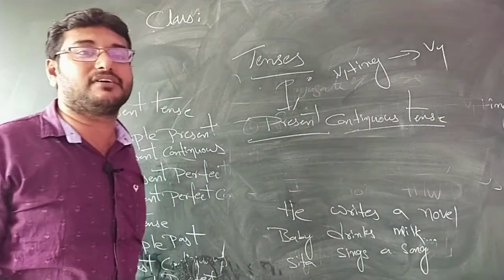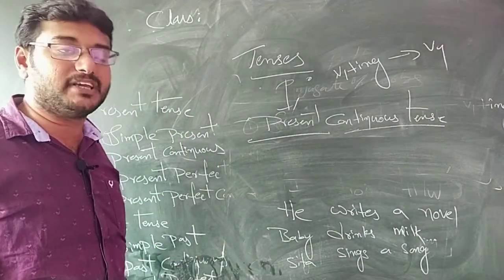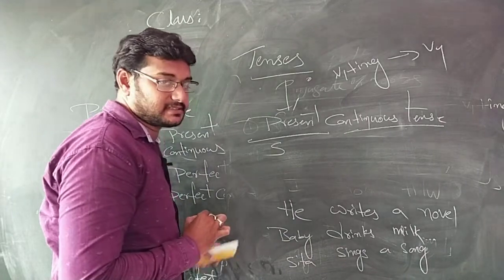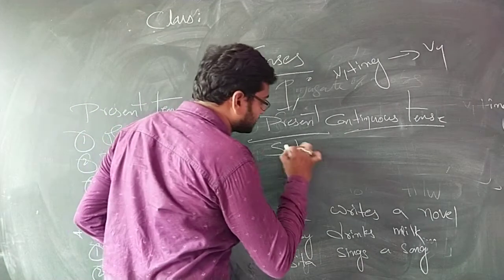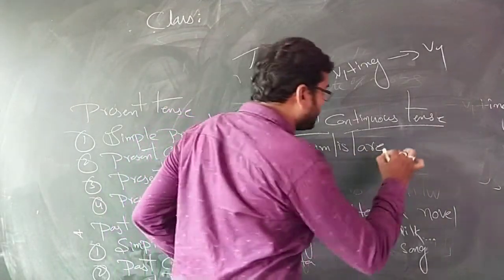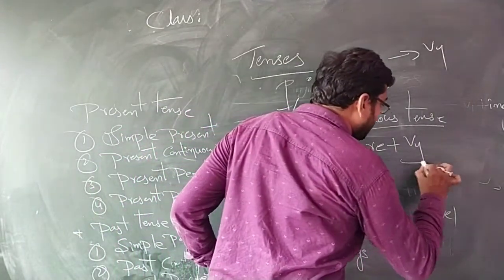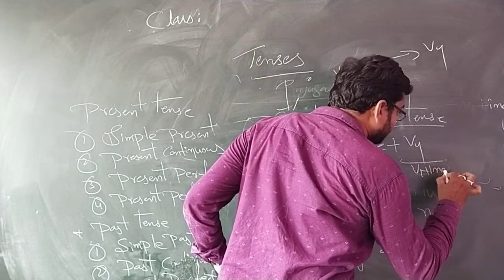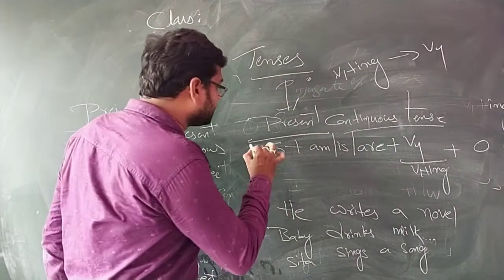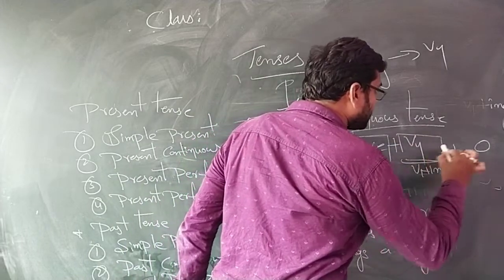Now let us see the structure of present continuous. What is the structure of present continuous? Be forms or helping verbs. Subject plus am, is, are plus V4. Instead of V4 you can write V1 plus ing form, plus object. This is the structure for present continuous tense: subject plus am, is, are plus V4 plus object.